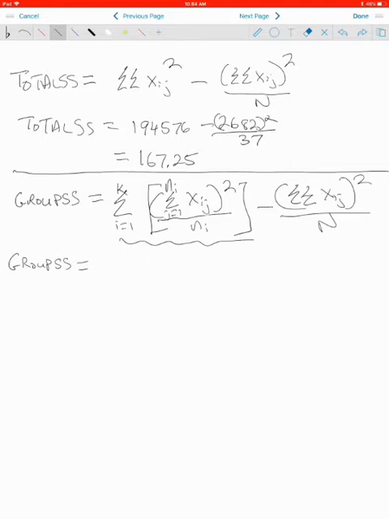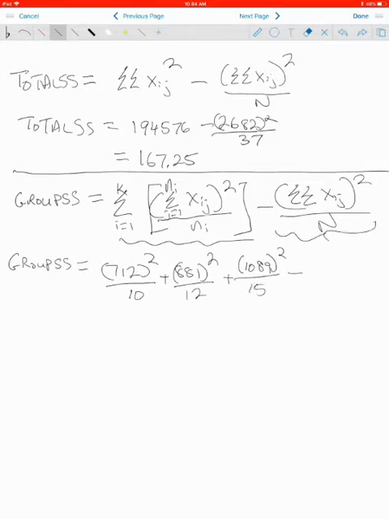So this is simply 712 squared over 10 plus 881 squared over 12 plus 1089 squared over 15 minus this quantity, which we've already written down, right? It's 2682 squared over 37. And if you calculate that out, the group sum of squares equals 27.13.